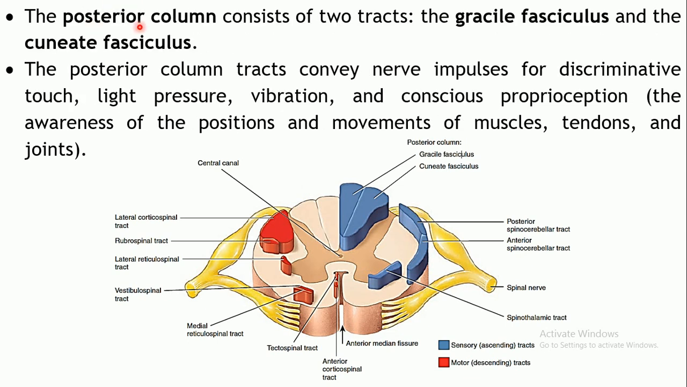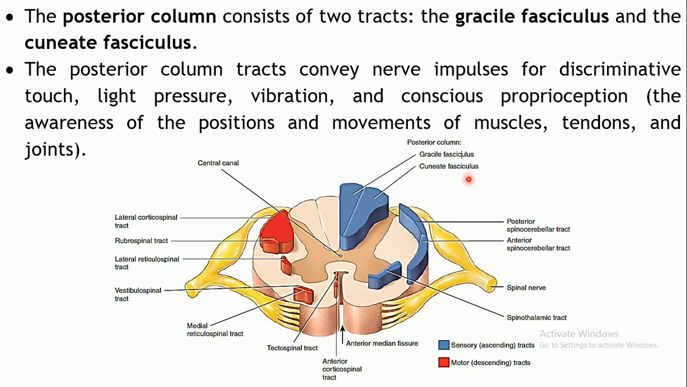Then the posterior column, this is the one. Similarly, it is also located over here on either side. These are the two grooves which divide your spinal cord into two halves, as we have seen. It is shown only on one half, but the same tracts are also present on the opposite side. The posterior column comprises two tracts, gracile fasciculus and cuneate fasciculus.